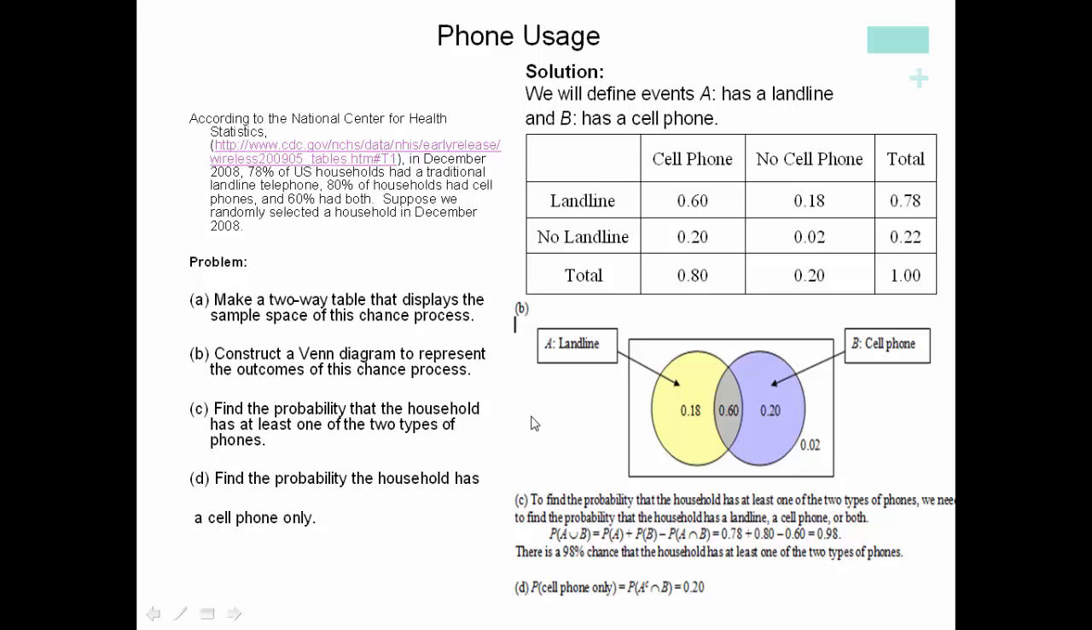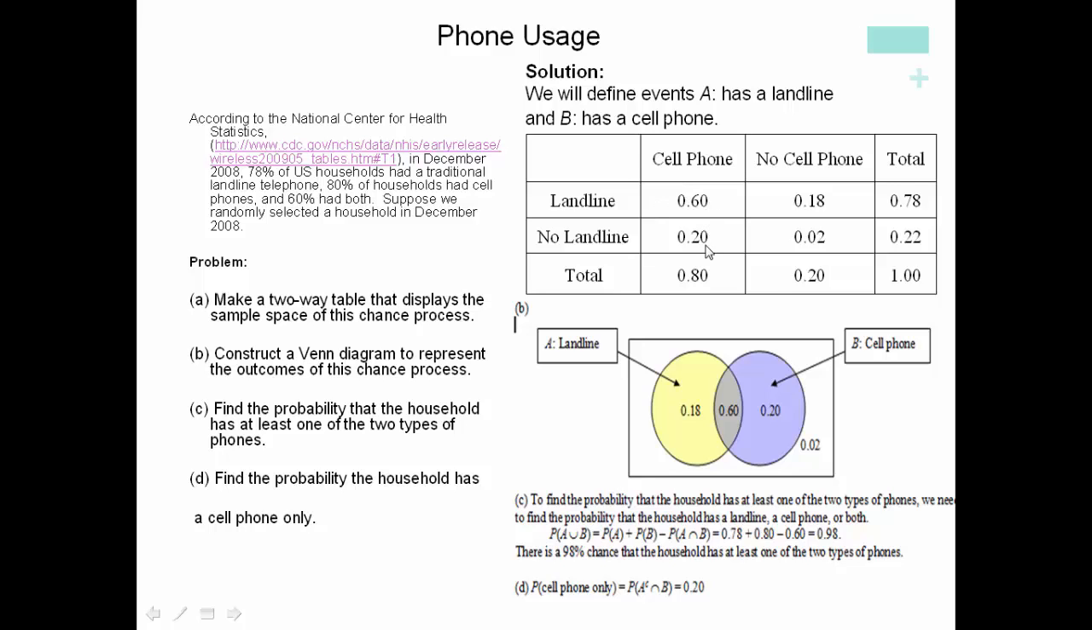Here is another two-way table example, the landline and cell phone example. Here's what it says. In December 2008, 78% of households had a traditional landline phone. Here's landline, here's the 78%. 80% had cell phones. So here's 80% and here's cell phones. 60% had both. So here's the intersection of cell phone and landline at 60%.